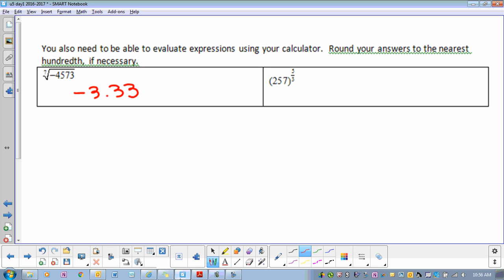Okay, let's do the next one. Well, the next one is written as a rational exponent. So I like those. They're easier to put into the calculator.